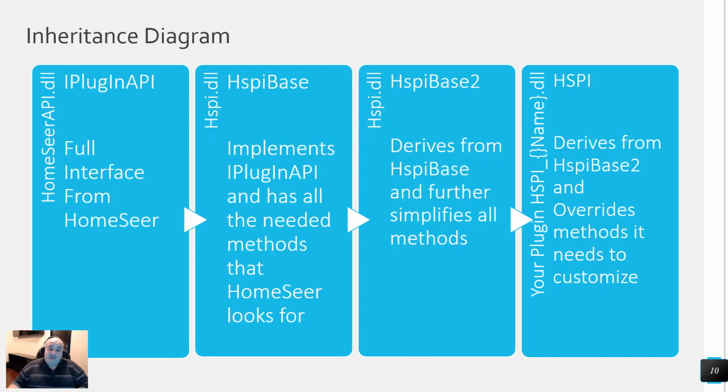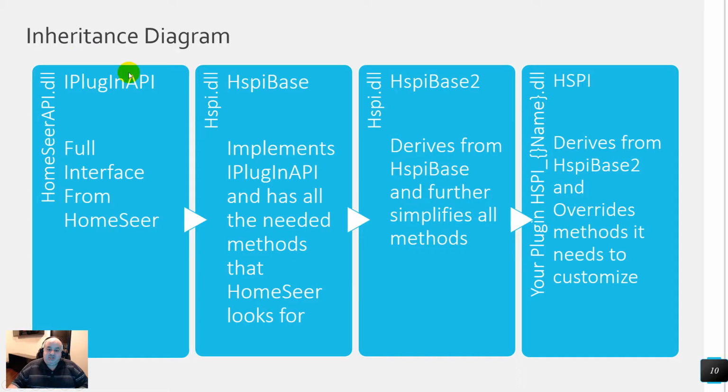That is a really big deal. What's happened within the HSPI template that we're using from GitHub is it creates a new class called HSPI base that implements the iPlugin API, that takes care of almost all the boilerplate stuff for you. But then they've created a second class called HSPI base 2 that inherits from HSPI base that takes care of the rest. It basically defines everything to where there's practically nothing to define for any new code that you create other than maybe the name for your particular plugin.